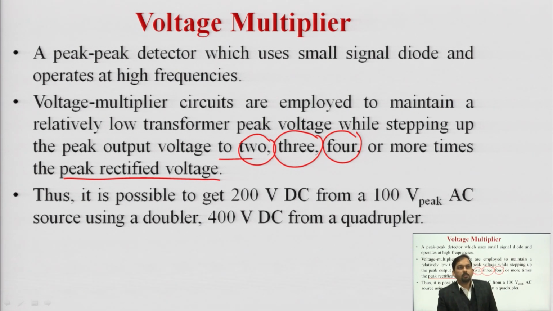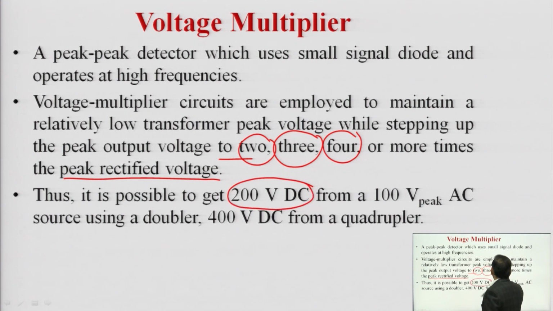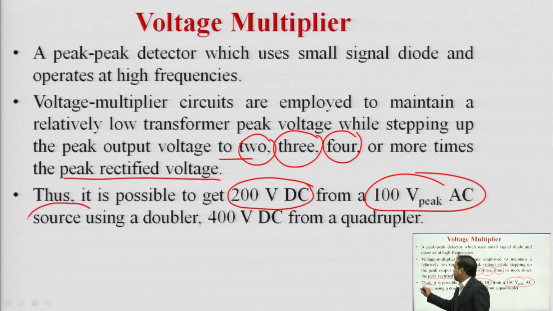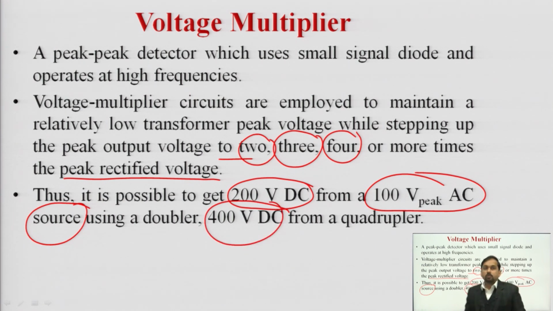A voltage multiplier is a peak to peak detector which uses small signal diodes and operates at high frequencies. With the help of these voltage multiplier circuits we can achieve 200 volt DC from a 100 volt peak AC source, and we can achieve 400 volt DC also from a 100 volt peak AC source. That kind of circuit is known as a quadrupler circuit. And here we have 2 times, meaning 200 volt DC, right.